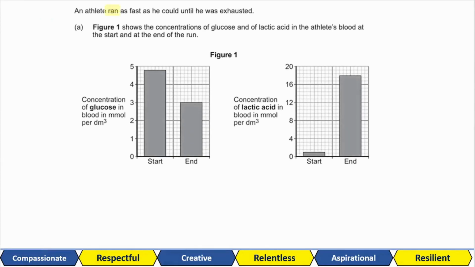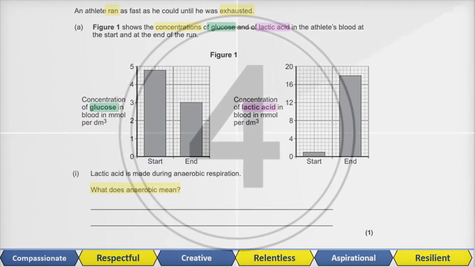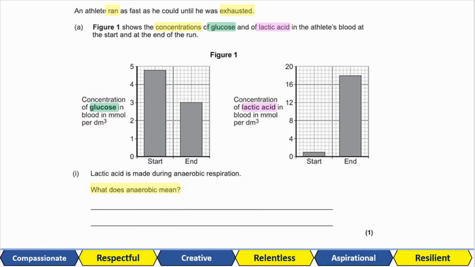An athlete ran as fast as he could until he was exhausted. Figure 1 shows the concentration of glucose and lactic acid in the athlete's blood at the start and at the end of the run. The first question is asking us what anaerobic means. See if you can get this 1 marker. You shouldn't say without air, you should say without oxygen. Not enough oxygen is in the reaction.